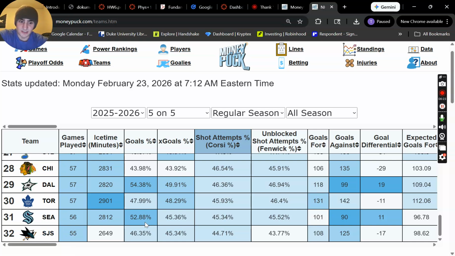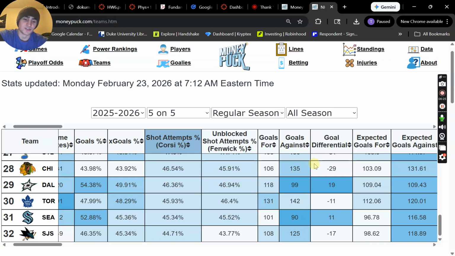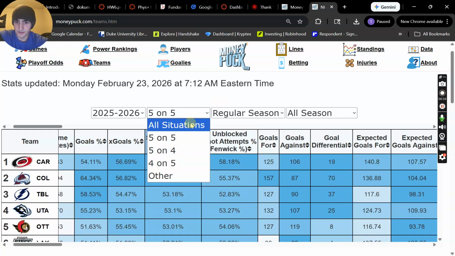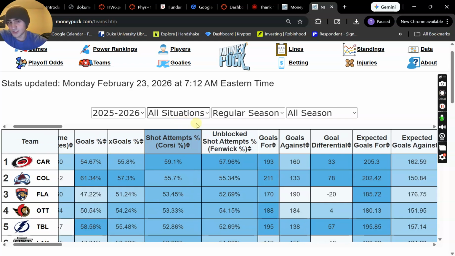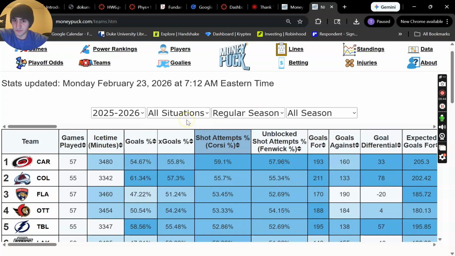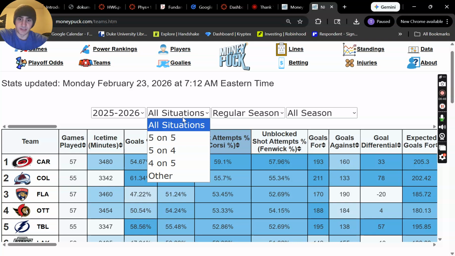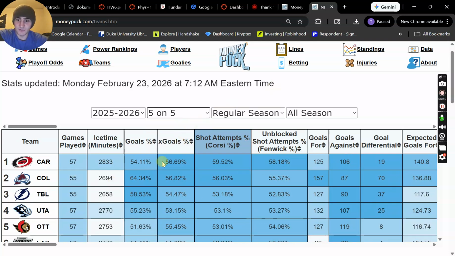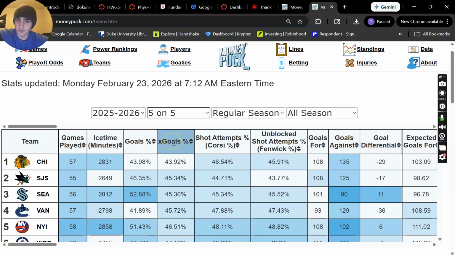The shots that they do take sometimes are good, but their goal differential is still not that good for the placement in the standings that they're at. You can sort by all situations, which means basically it combines the 5-on-5, power play, penalty kill, any 5-on-3, 6-on-4, whatever situation, combines everything and it sums it all up. This is not the best for analyzing who really the best team is. I would use 5-on-5 a lot more to analyze statistics such as X goals.